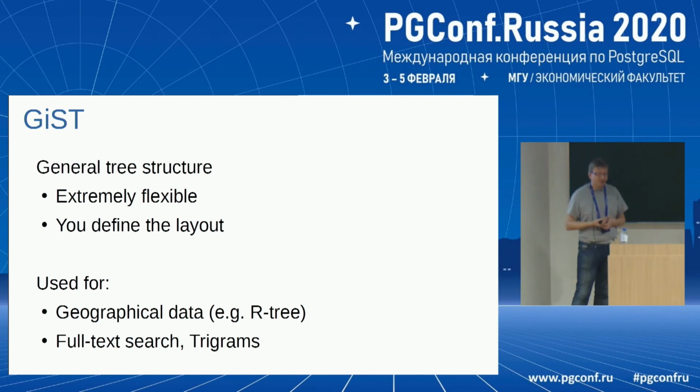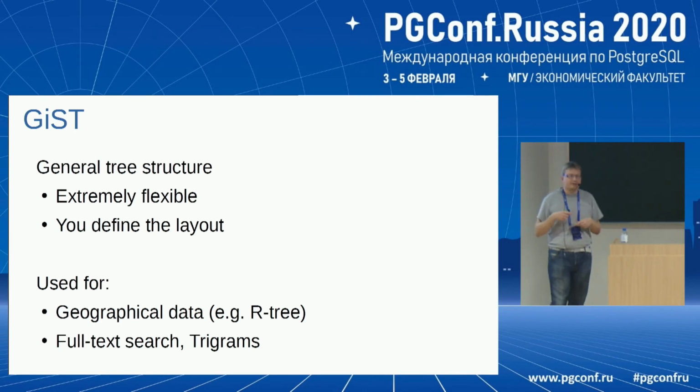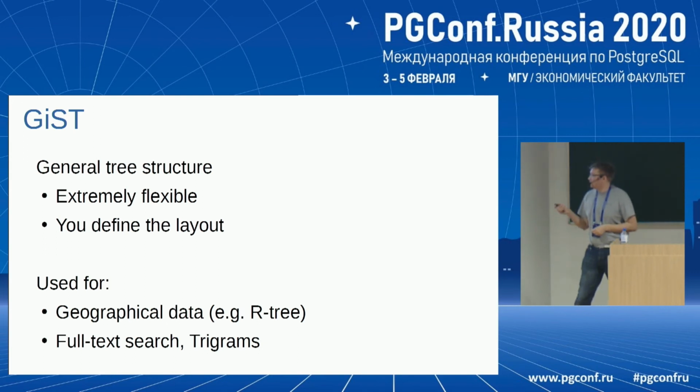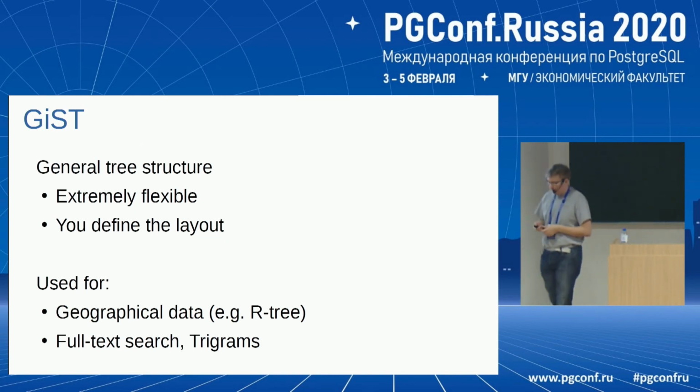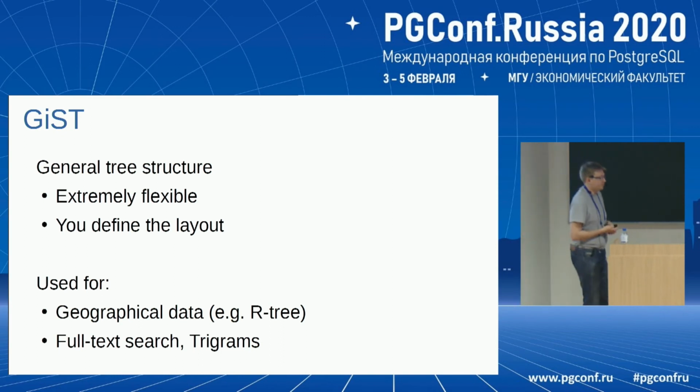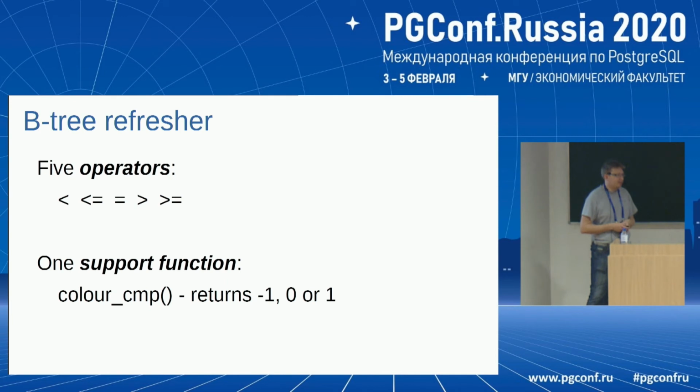It's very flexible. And basically what you have to do is to write these support functions to define how you put the stuff in your tree. It's typically used for geographical data. You can build an R-tree data structure using it. It can also be used for full text search and trigrams. But the R-tree is the very typical application, so I'm going to talk a little bit about that.